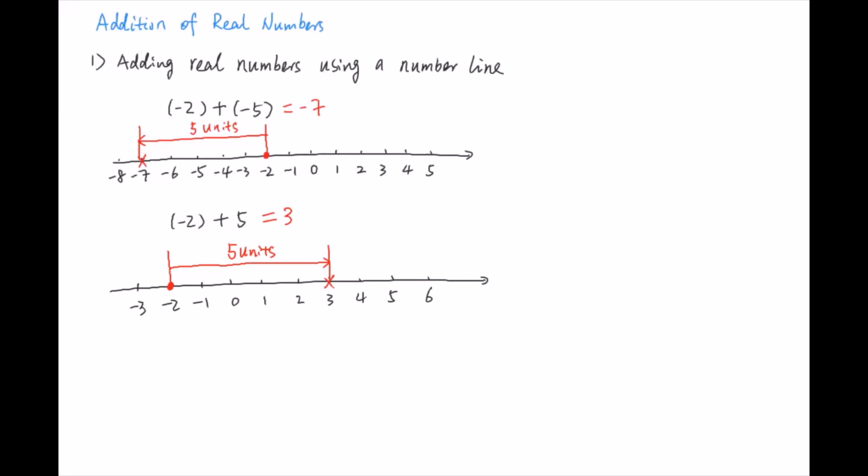Now let's see more examples. -2 plus 0. Now let's draw the number line. On this number line, the -2 is right here. In this question, we add a 0 to -2. Adding 0 means we move 0 units, so basically we just stay at the same point. The sum right here is just -2.